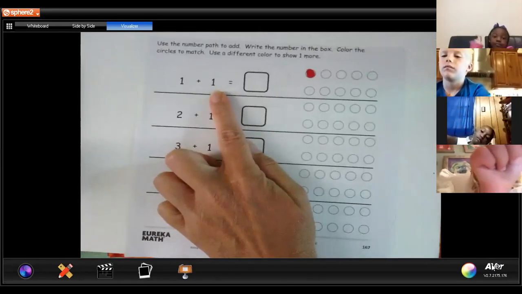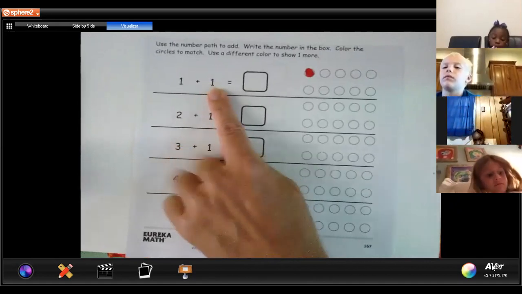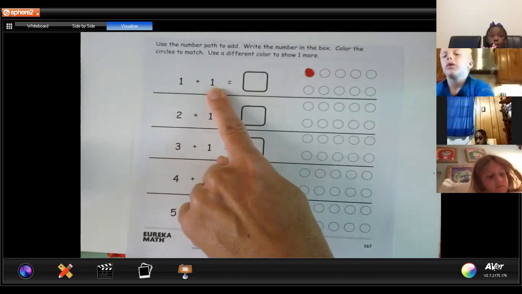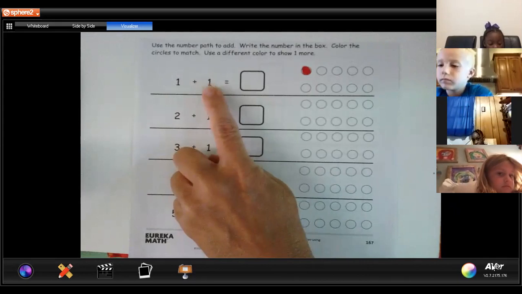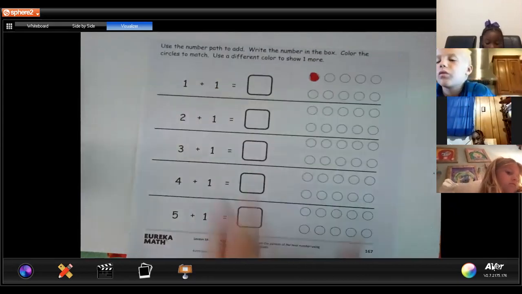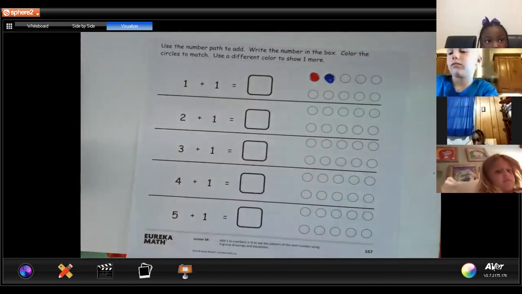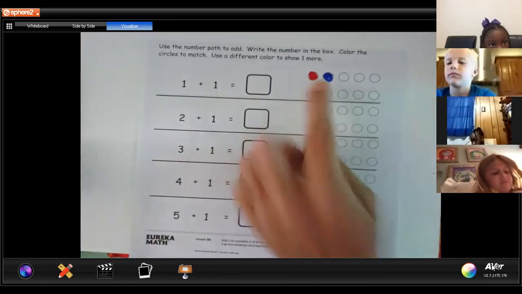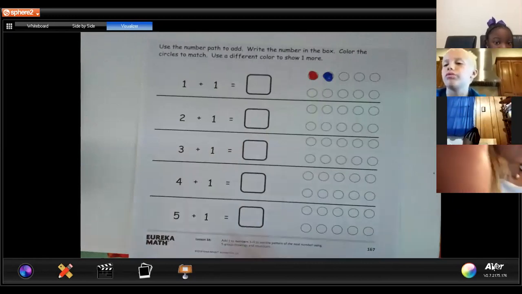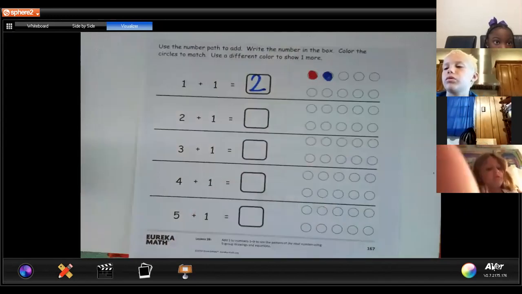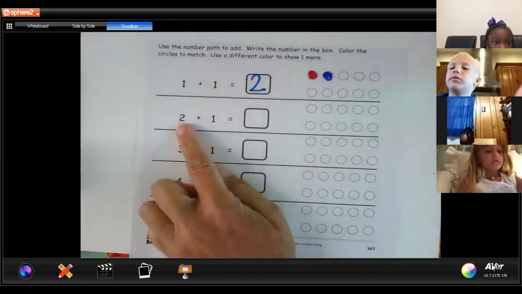Now, how many more are we going to add to 1? No. Look at my finger. How many more are we going to add? 1. I'm going to make that one a different color. How many do we have colored in now? 2. So 1 plus 1 equals what? 2. Okay, so 2.